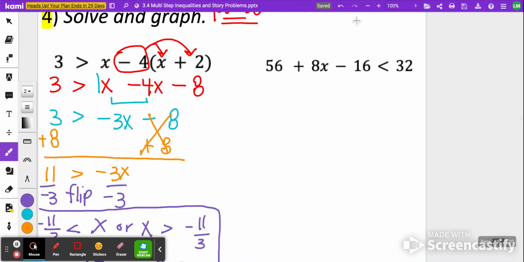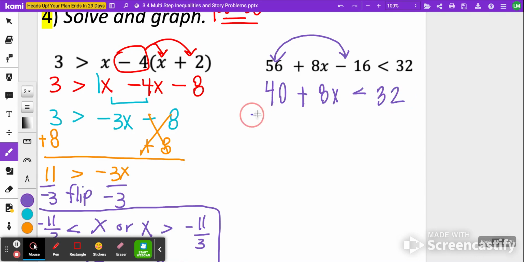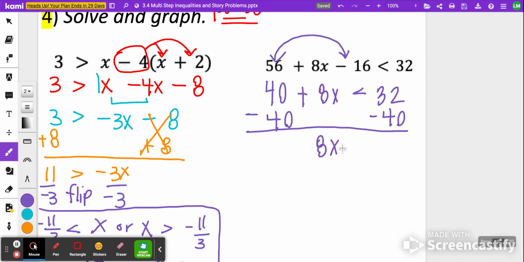Our last one, it doesn't look like we had to distribute anything, but I do see 2 things I can combine. Being very cautious here, I'm combining a 56 and a negative 16, or 56 minus 16. That is going to give me 40, and then plus 8x is less than 32. I'm going to subtract 40 from both sides. So 32 minus 40 is going to give me a negative 8. So I'm going to have 8x is less than negative 8. Dividing both sides by 8 will help me find my answer of x is less than negative 1.